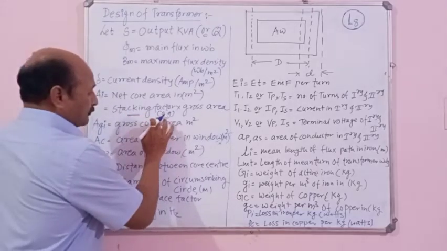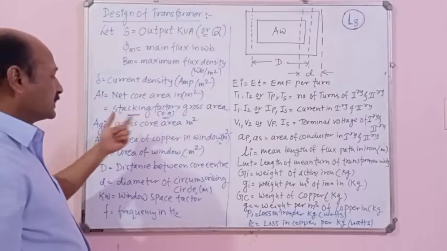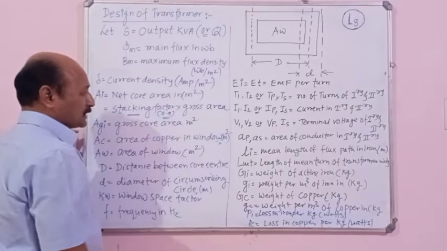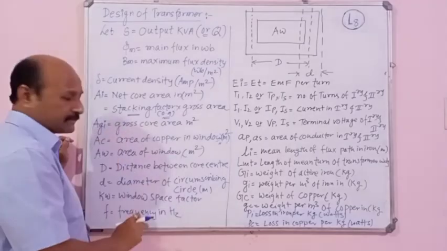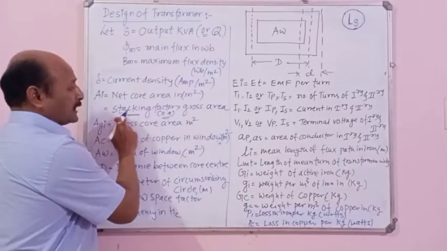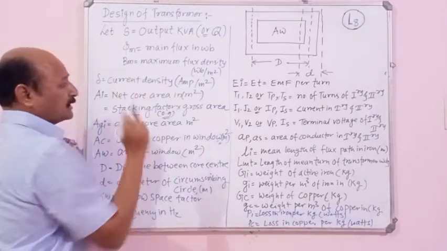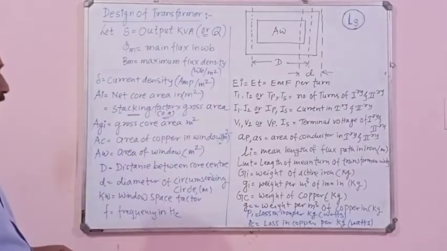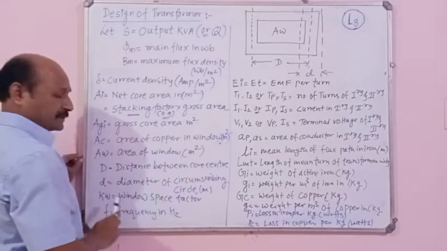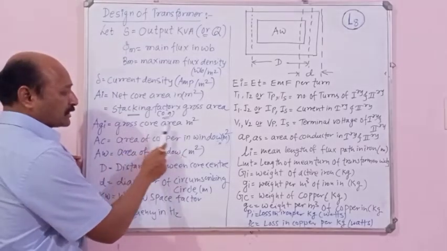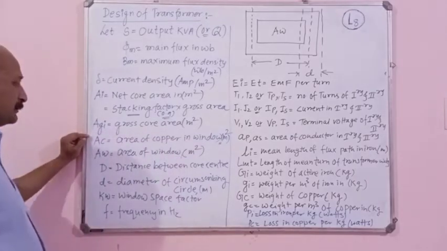So that factor is sometimes given and sometimes not. Whenever the factor is not given, the stacking factor equals 1, which means the whole core area is useful. Whenever the stacking factor is given, for example 0.9, then 90% of the gross area is used. That will be the net core area. Then capital Agi. Capital Agi means the gross core area in meter square.